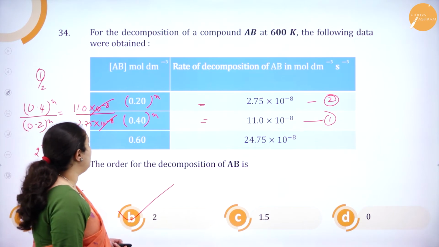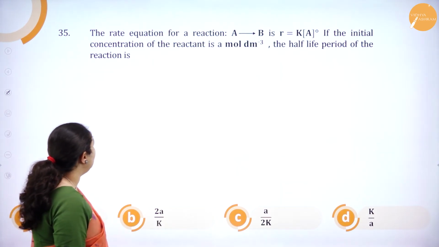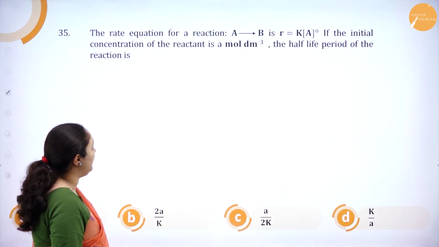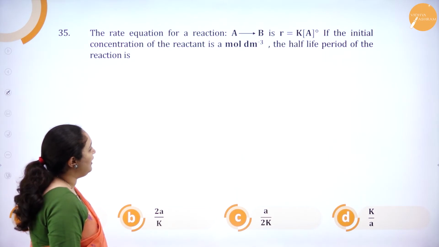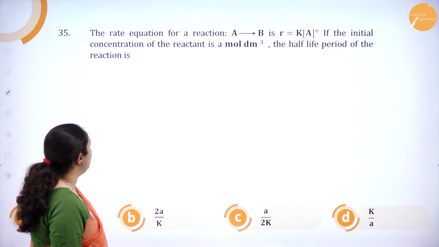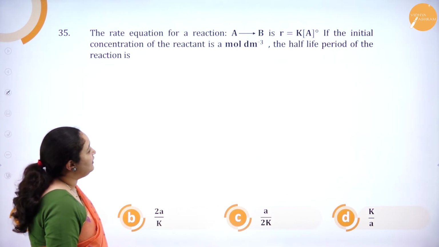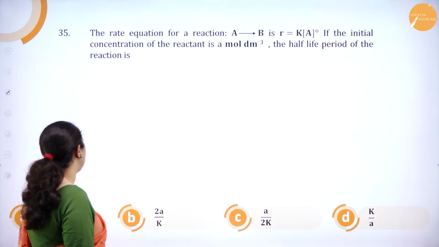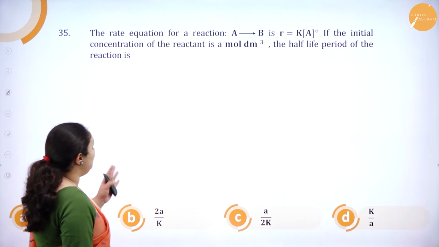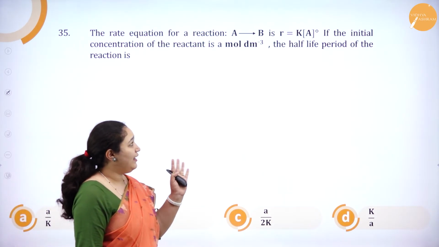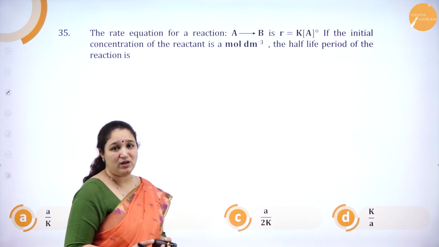Okay, so we'll go to the next question. The rate equation for the reaction A giving B is rate equal to k a to the power 0. If the initial concentration of the reactant is a mole per dm cube, then the half life period of the reaction is? See, first observe, rate is equal to k a to the power 0. So it's a zero order reaction.